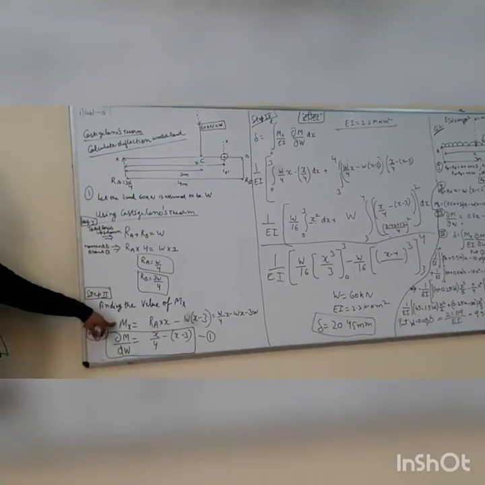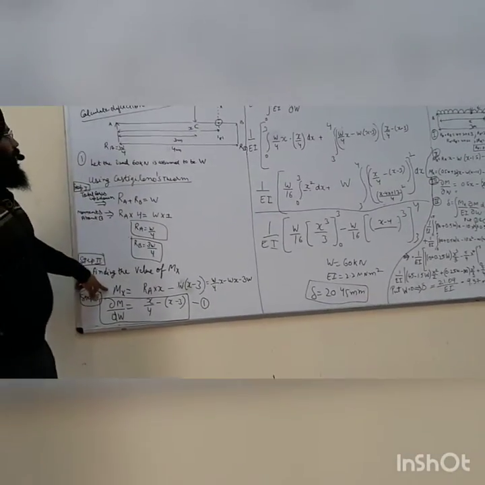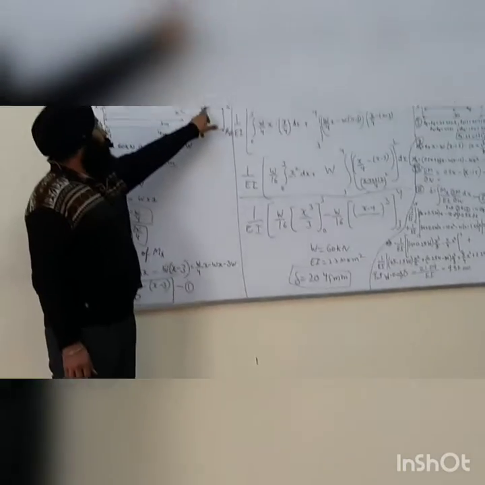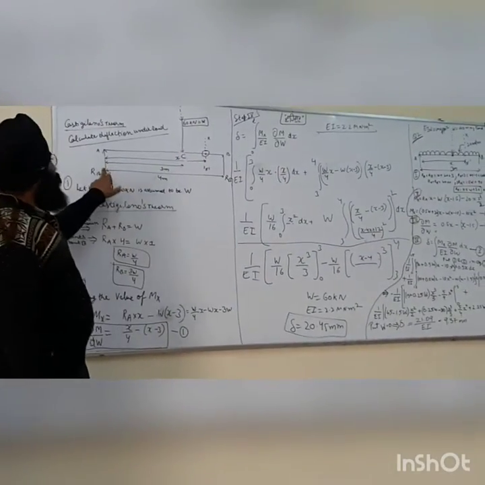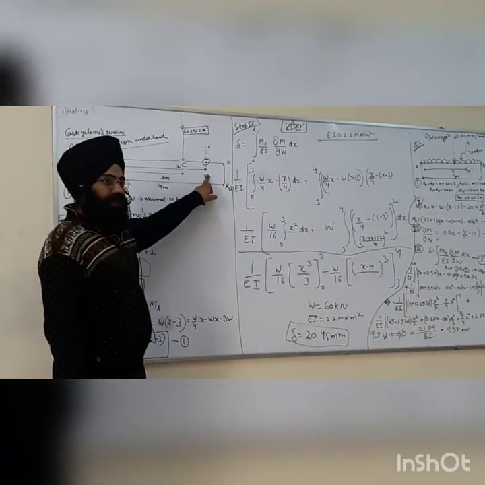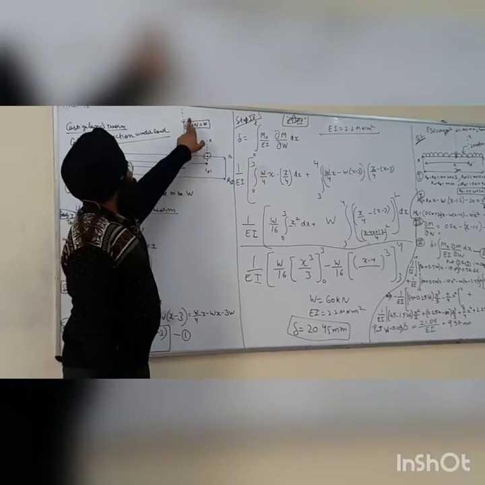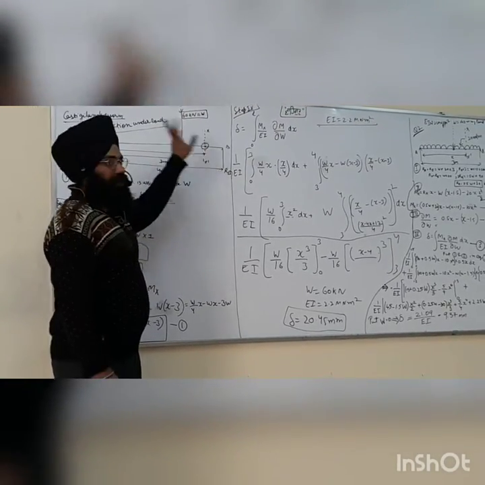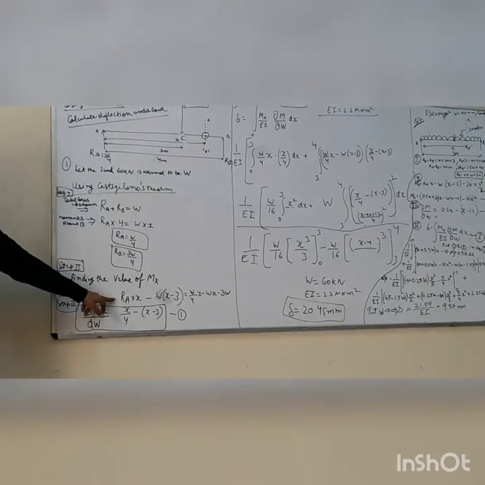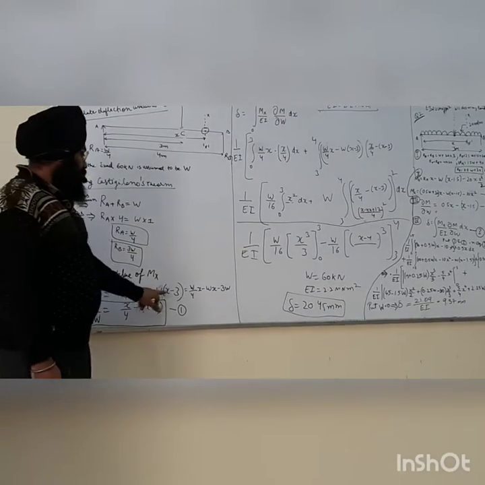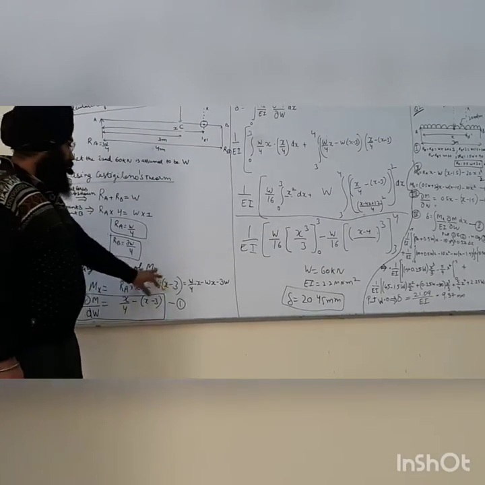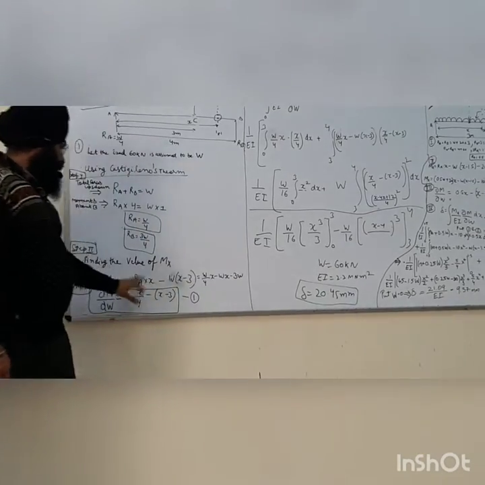So now we are finding the value of Mx, which is the moment at this point, that is RA into this distance minus the dummy load into this distance. So I have taken RA into x minus W into (x minus 3). We sort out this equation and we get this value.